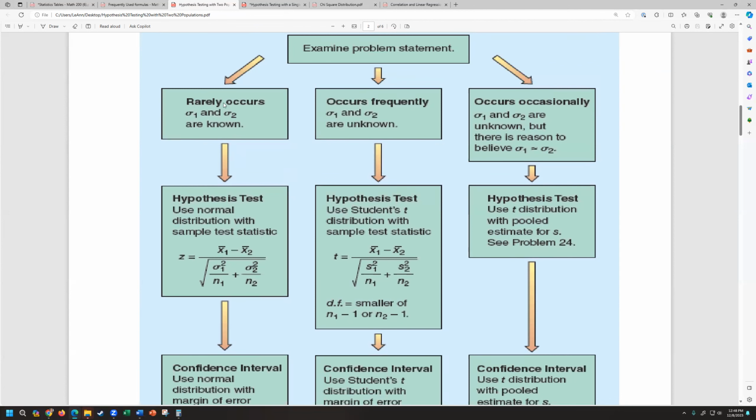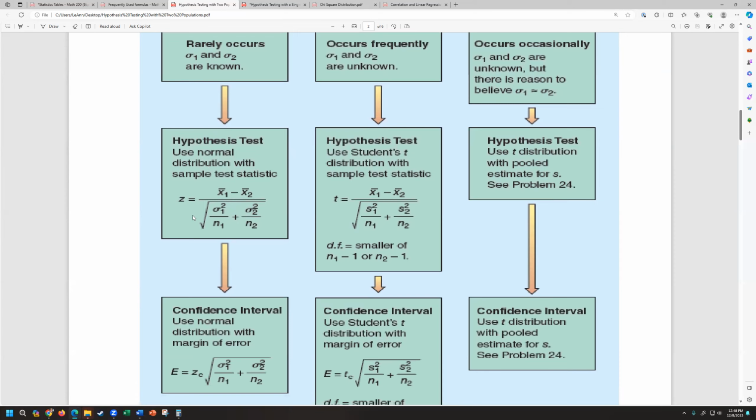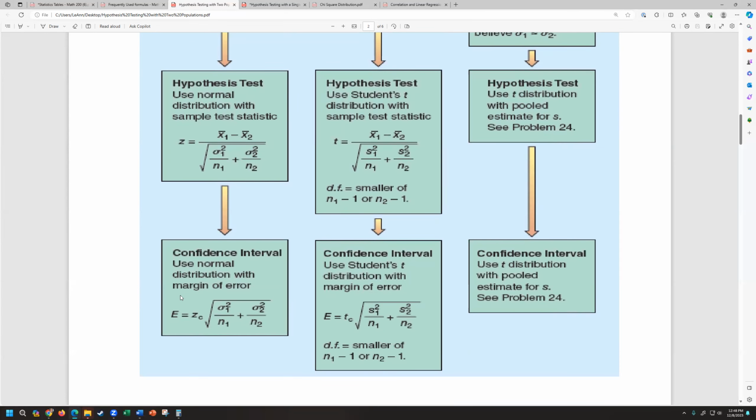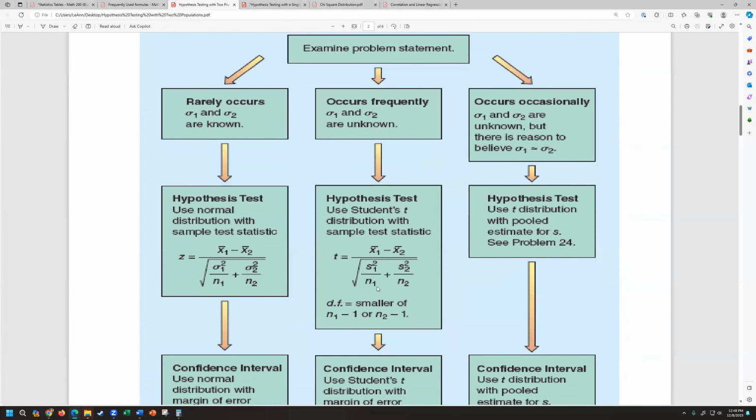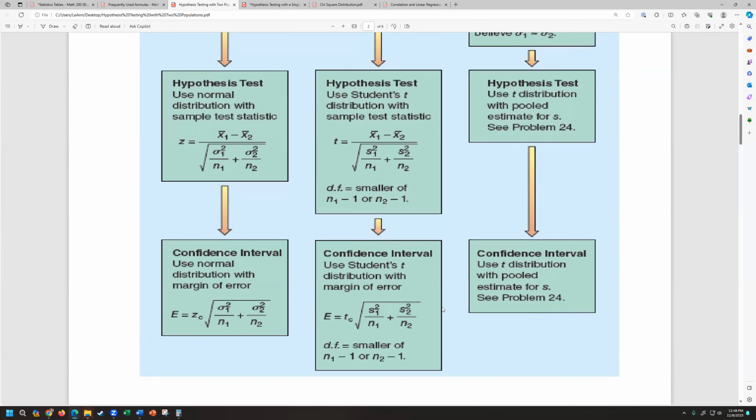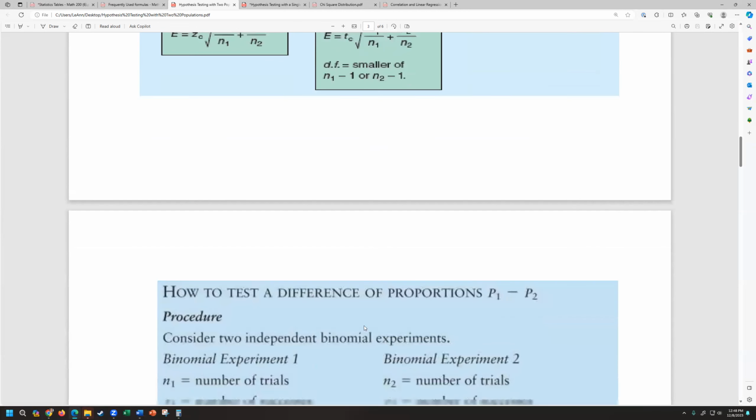But this is when we know our population standard deviations. So notice we're doing a z-test, and you can also relate back to the confidence interval if you would like. If we're using the standard deviations of the samples and not the populations, then we use our student t, and we have to have a degree of freedom for that table, and it's the smaller of the two sample sizes minus 1. Okay, and also if you want the confidence interval for that, you can calculate that.